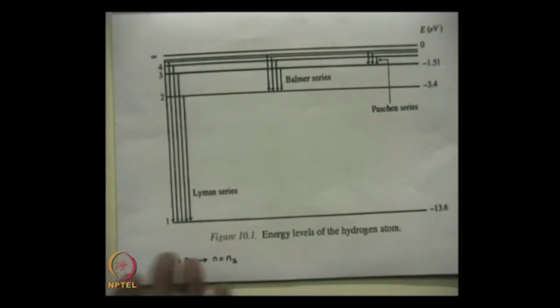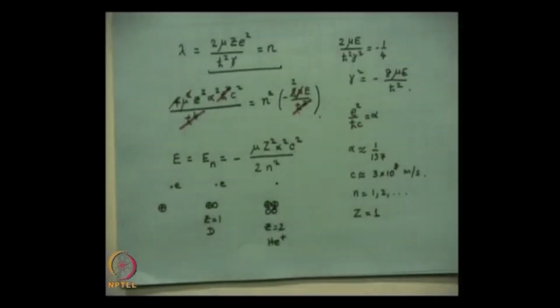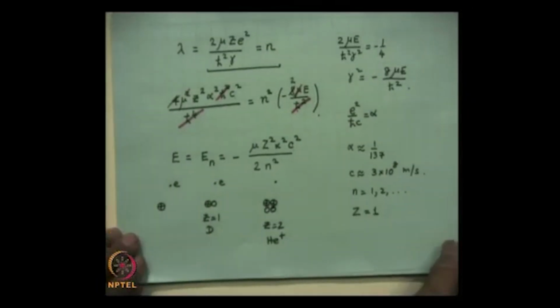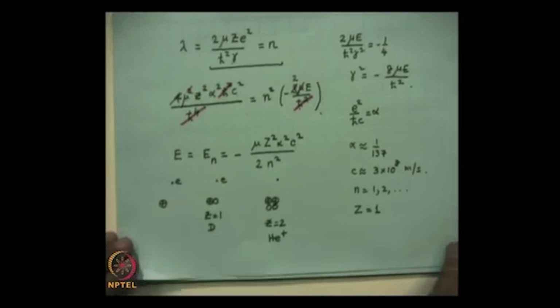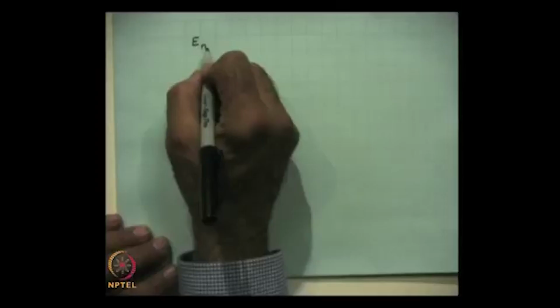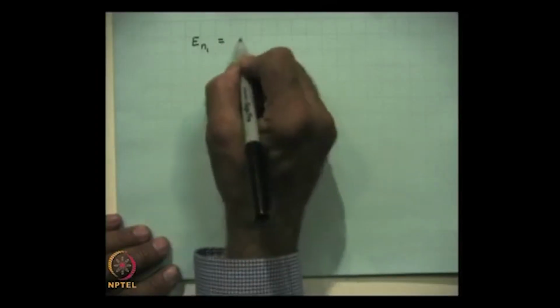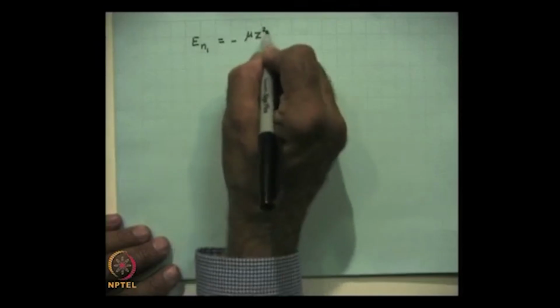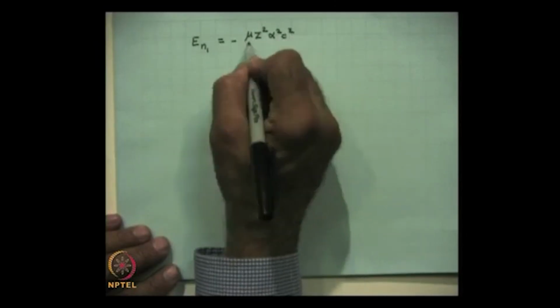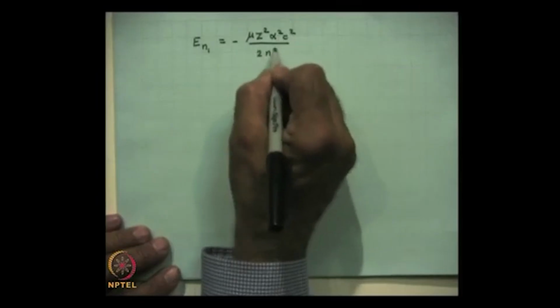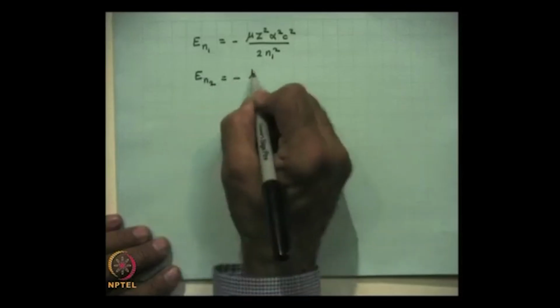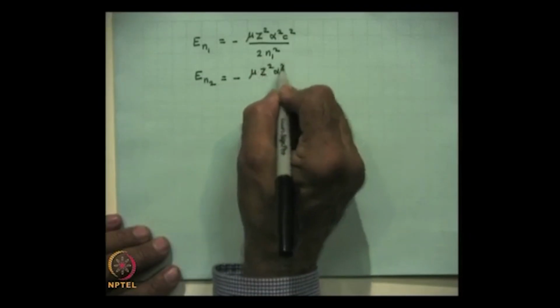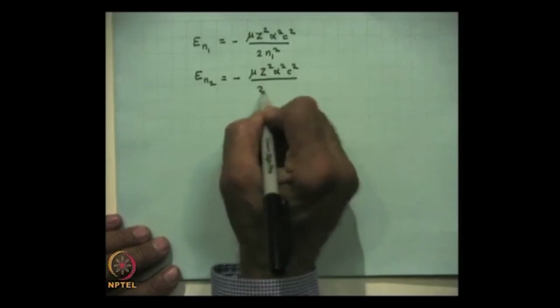Now, from this we can calculate if one makes a transition from n1 to n2. So, let me write it down that E n1 is equal to minus mu z square alpha square c square by 2 n1 square, and E n2 is equal to minus mu z square alpha square c square by 2 n2 square.